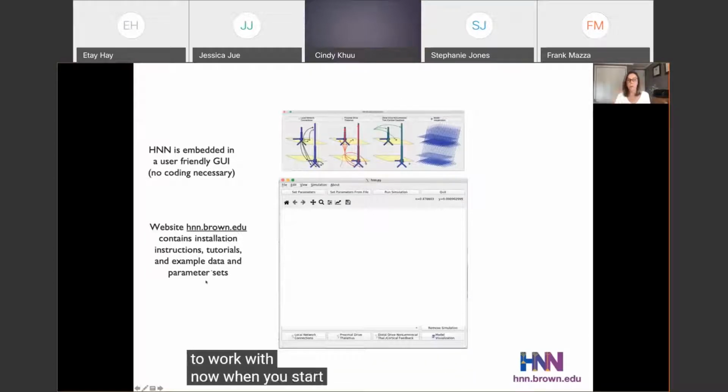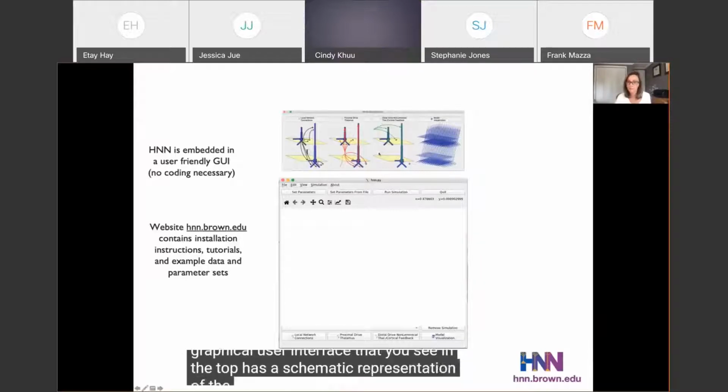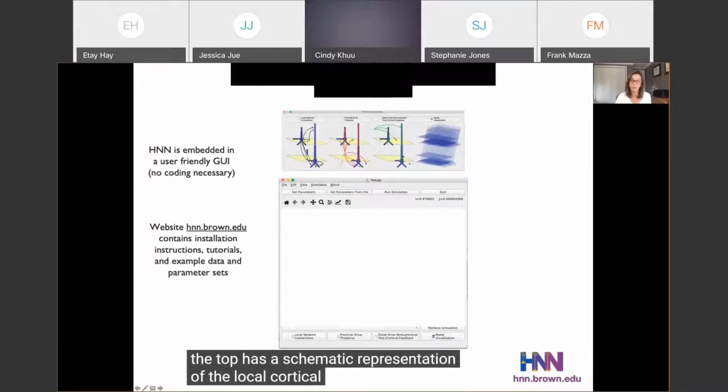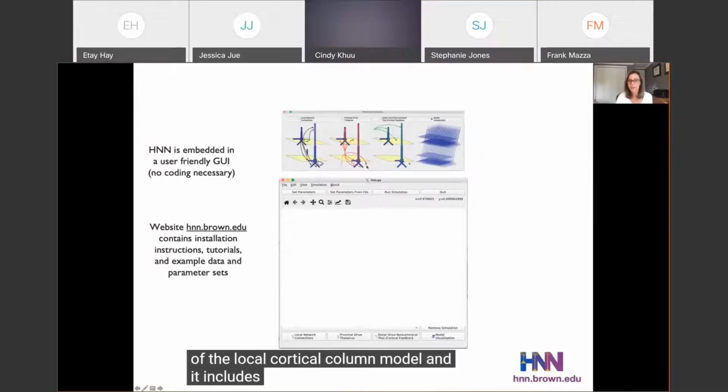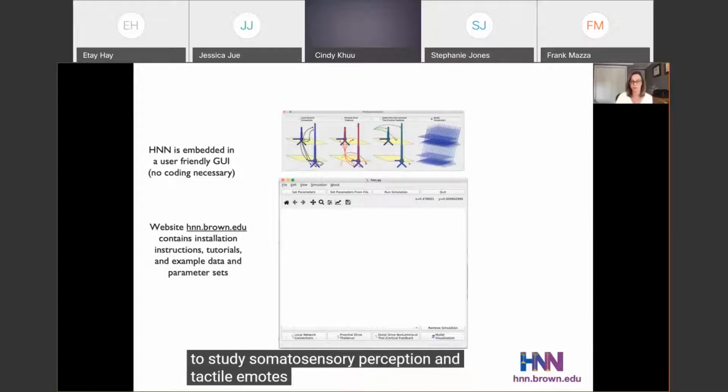Now, when you start HNN, this is the graphical user interface that you see. The top has a schematic representation of the local cortical column model, and it includes these layer-specific pathways from which you can drive the network to represent your simulation experiment. And so to demonstrate how to use HNN in practice, I'm going to go through an example from our lab where we've been using the model to study somatosensory perception and tactile evoked responses.